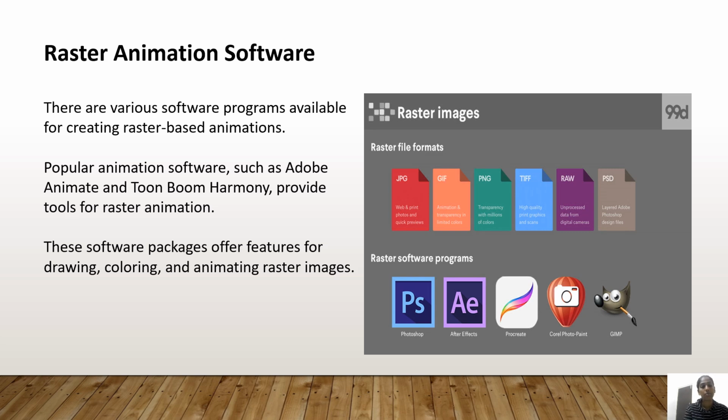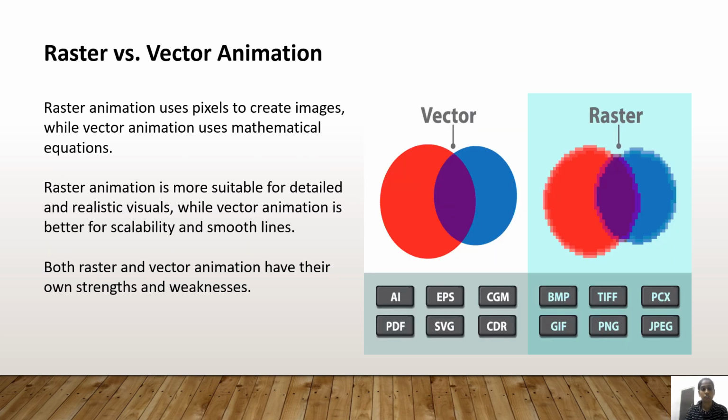Now, raster animation software. There are various software programs available online, like JPG, GIF, PNG, Adobe Animate, Toon Boom Harmony, RAW, PSD. There are several software packages which can be used for coloring, drawing, painting, animation, and so on. It contains software packages for the animation of raster images.